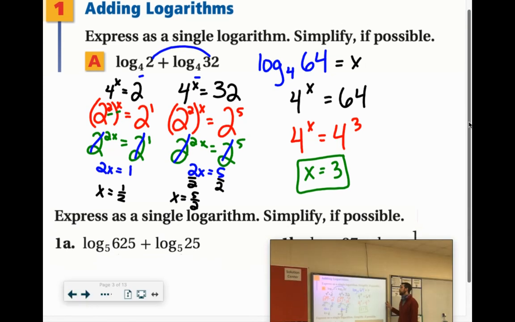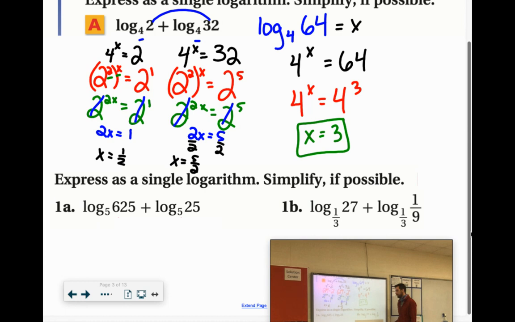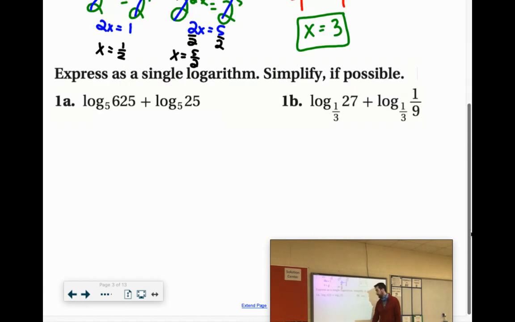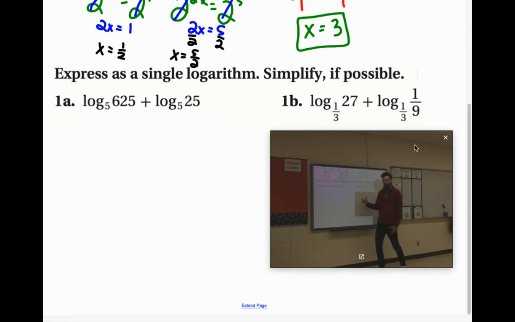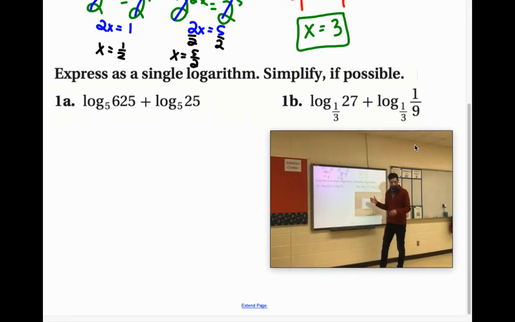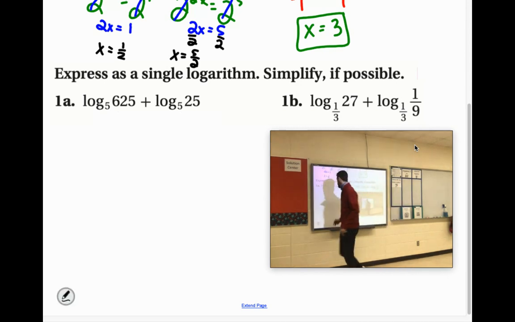But how much easier was that second property than doing all that work separately? So remember, if there is addition, you can just multiply the big numbers there. So I want you to try both of these. Try them out and see if you come up with the same answers here.